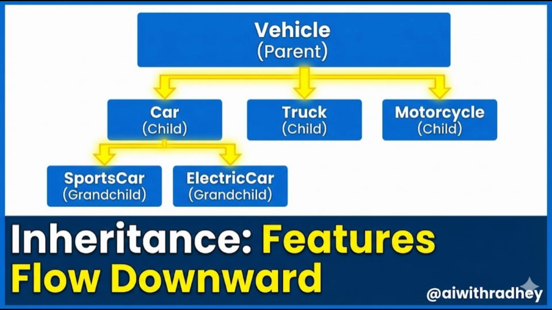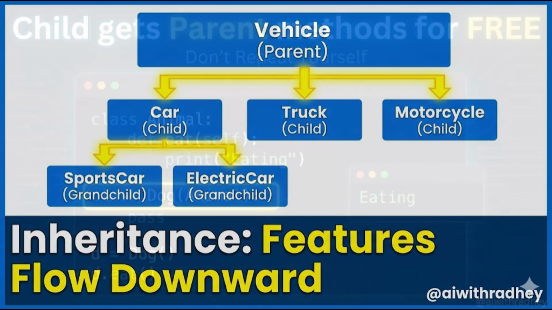Inheritance in Python works just like a family tree. A parent class passes its features down to its children, and those children can pass them further down. A vehicle can become a car, a truck, or a motorcycle, and a car can become a sports car or an electric car. The idea is simple. Features flow downward, so we don't have to rewrite the same code again.